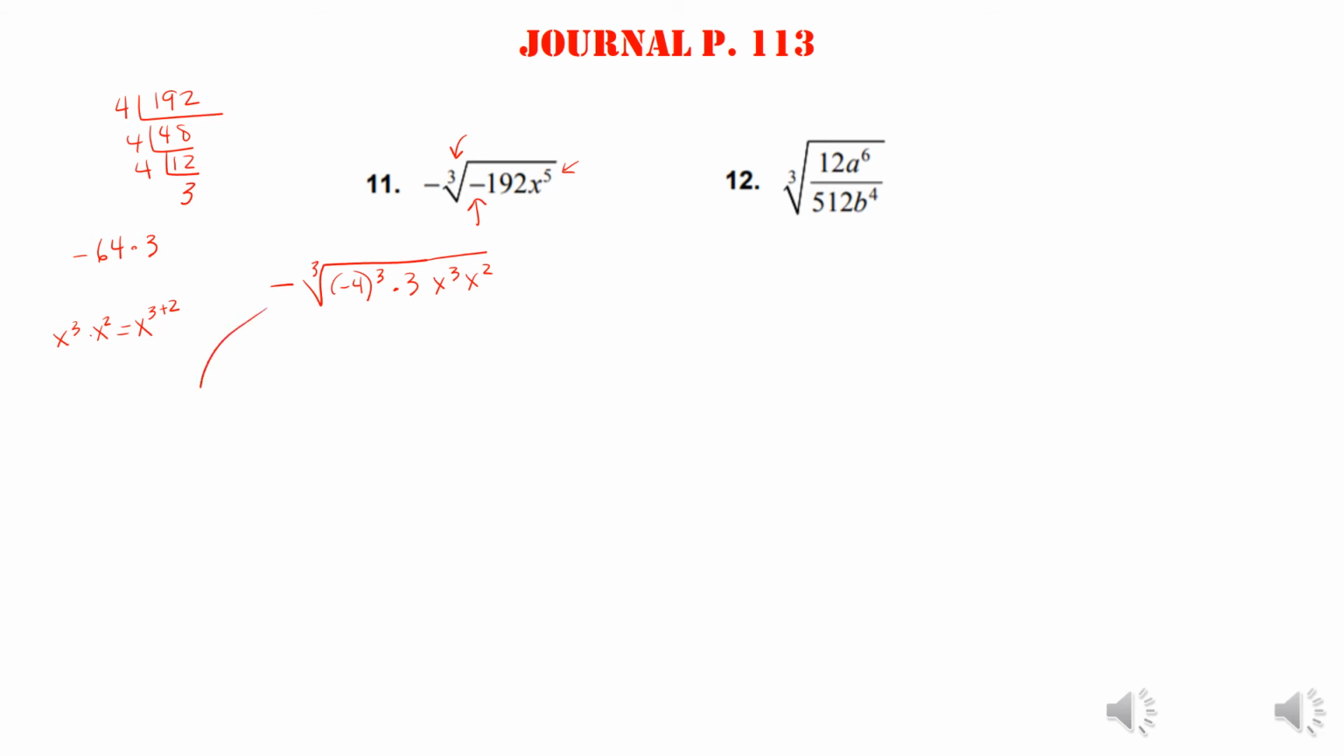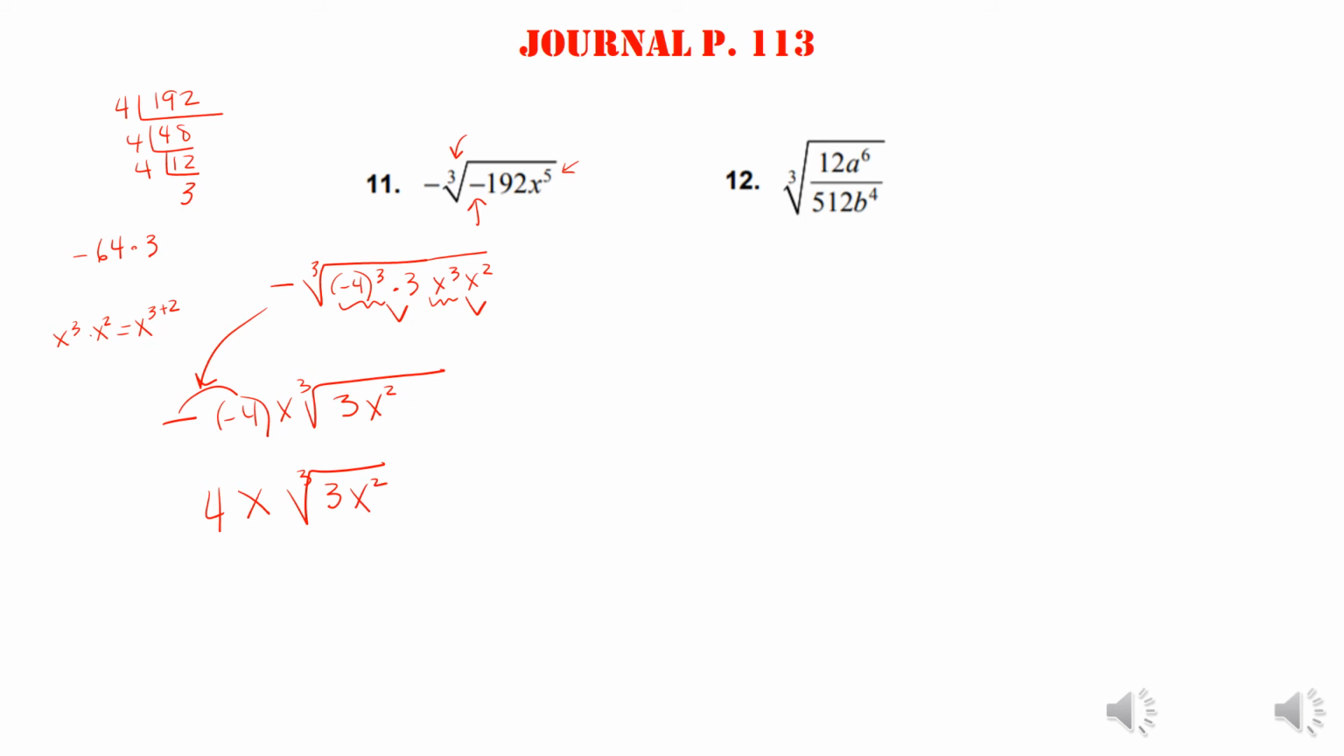I'm going to put the negative way over here so I don't forget it. The perfect cube of negative 4 cubed is negative 4, and the perfect cube of x cubed is x. And then what's left is 3 and x squared. Now I'm going to go negative times a negative, so my final answer is 4x cube root, don't forget your cubes, cube root of 3x squared. And that tells me that I'm done.